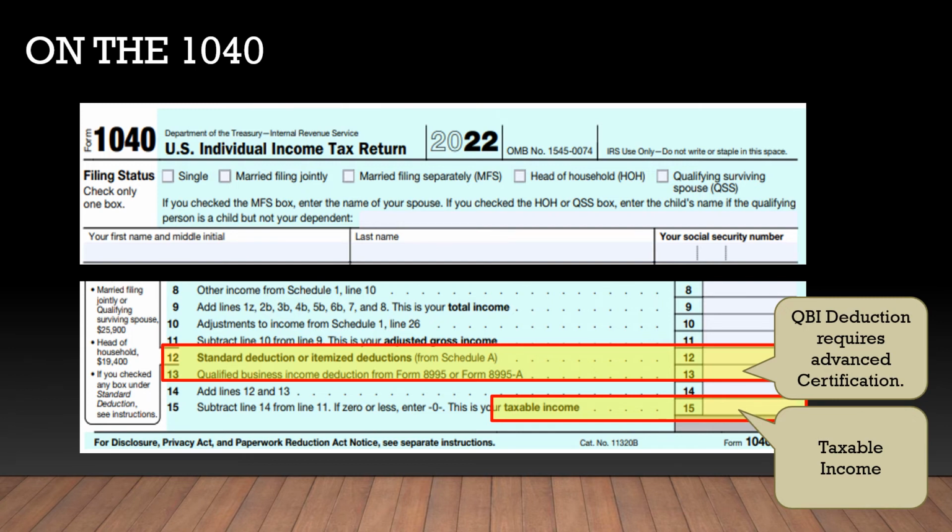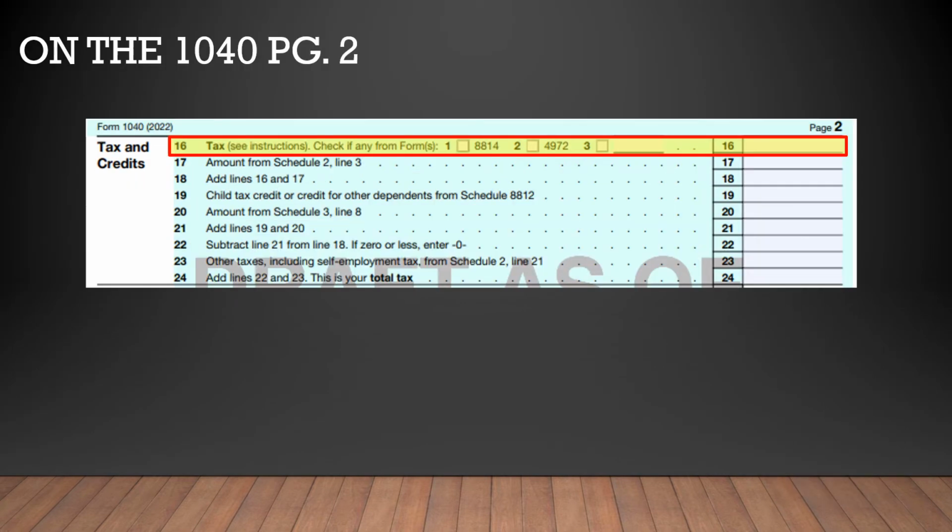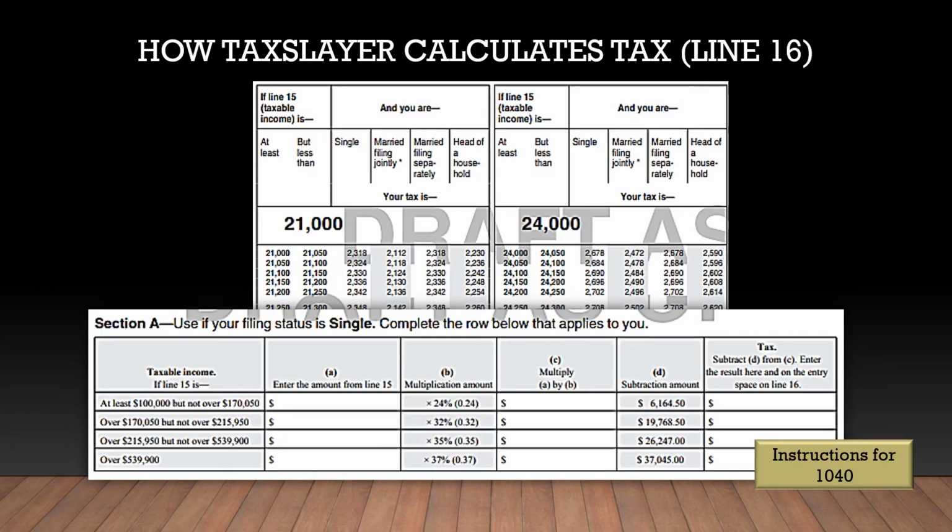Lesson. So lines 12 and 13 get added together and then they get subtracted from the gross income, which gets us to our taxable income. And that is the last line on page 1 of the 1040. Which means we're ready to go on to page 2. And the very first line of page 2 is tax. Tax is another thing that TAXSLAYER is going to do the heavy lifting for us.